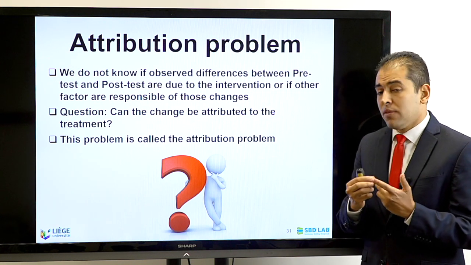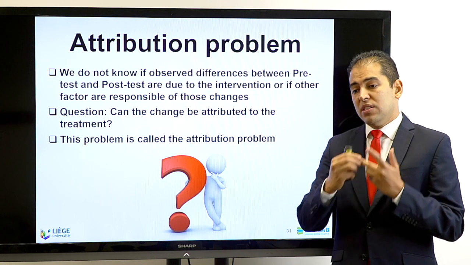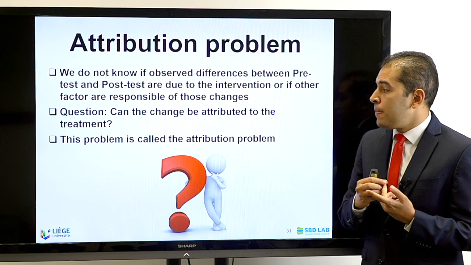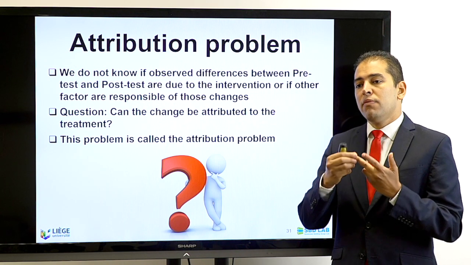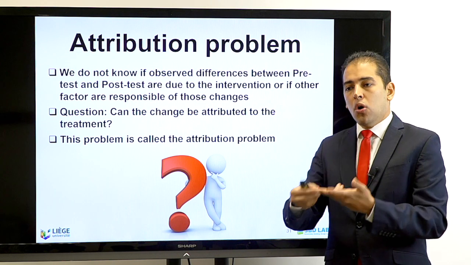I have to ask myself if this intervention is really the only or the sole influential parameter on the results.